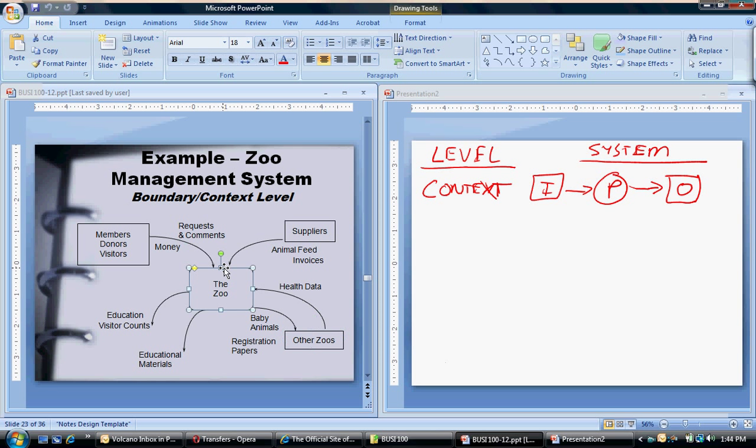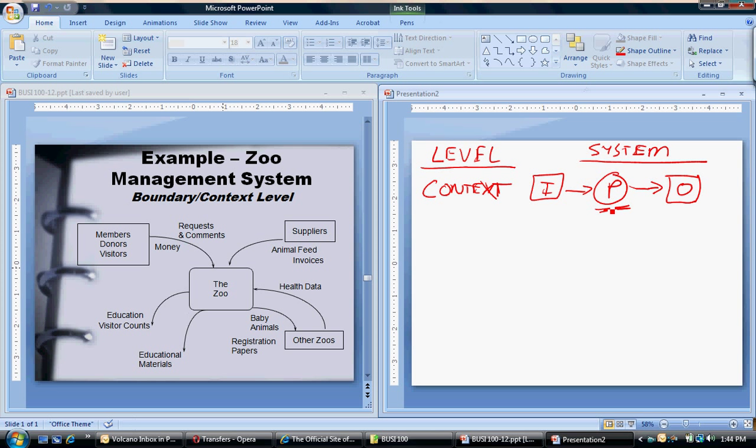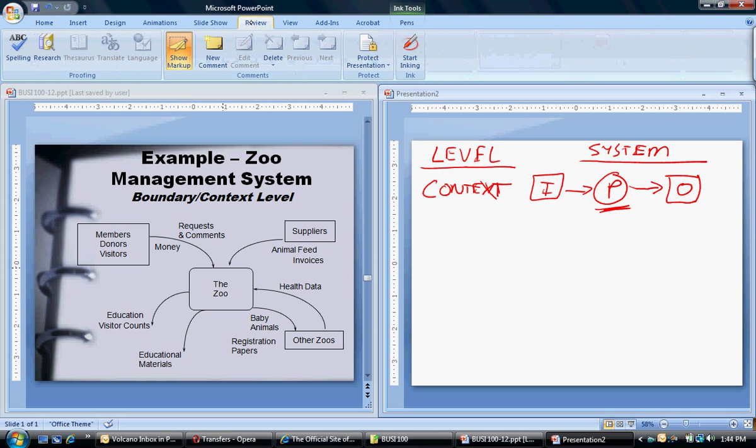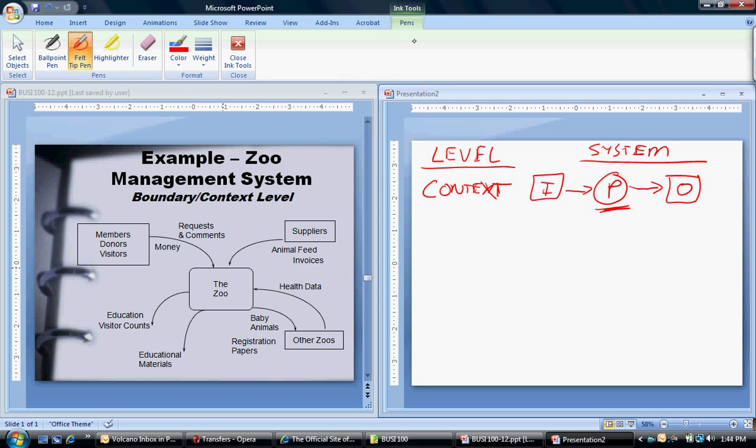This is the zoo again in the center. That's the P part over here. Go back to this slide over here, and that's the context that we're dealing with. And actually, let me go back and review on this one, and I just want to erase this part here.